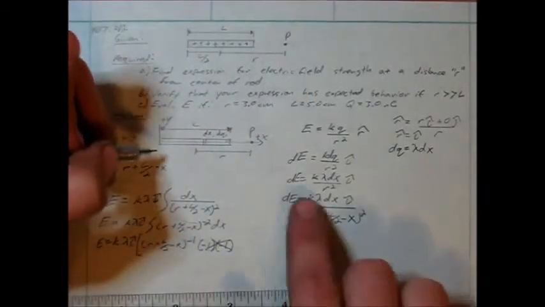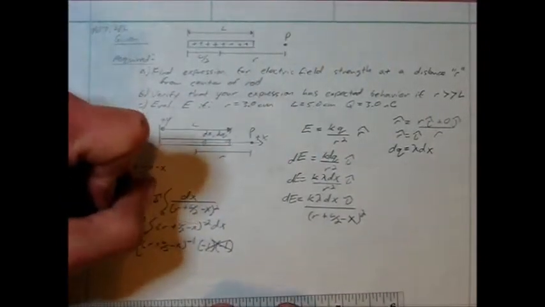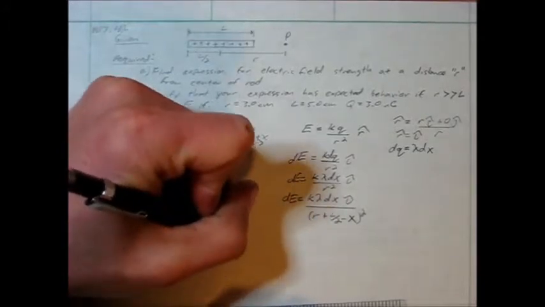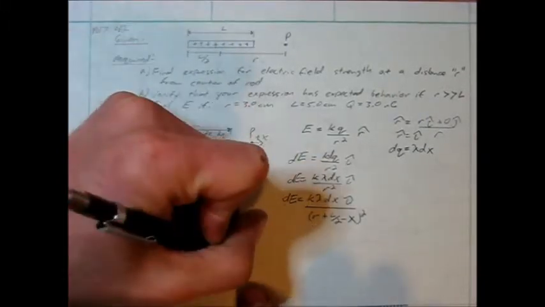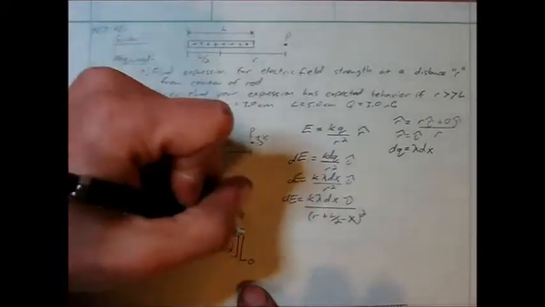Well, let's look at the distance that x can be. The lowest distance x can be is 0. Okay, let's put that there, 0. Let's do our evaluation thing over here. So from 0 is the lower limit. The upper limit, the maximum, is L. Okay, the rod is only length L.